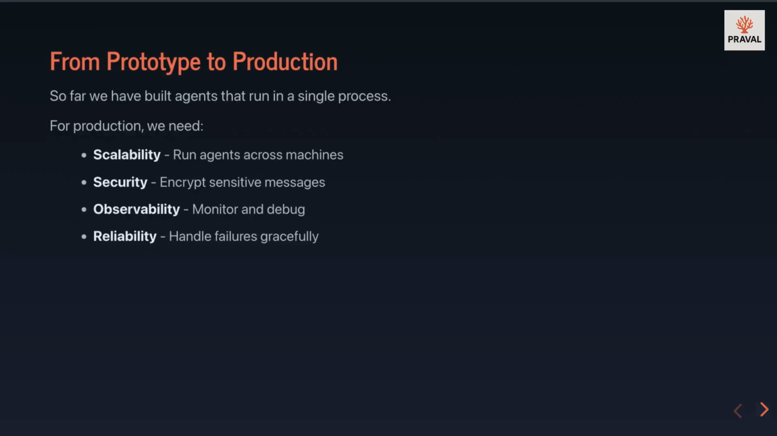Moving from prototype to production involves several considerations. How do you scale agents across multiple machines? How do you secure messages containing sensitive data? How do you debug issues when things go wrong? And how do you deploy and maintain the system? Praval has answers for all of these.